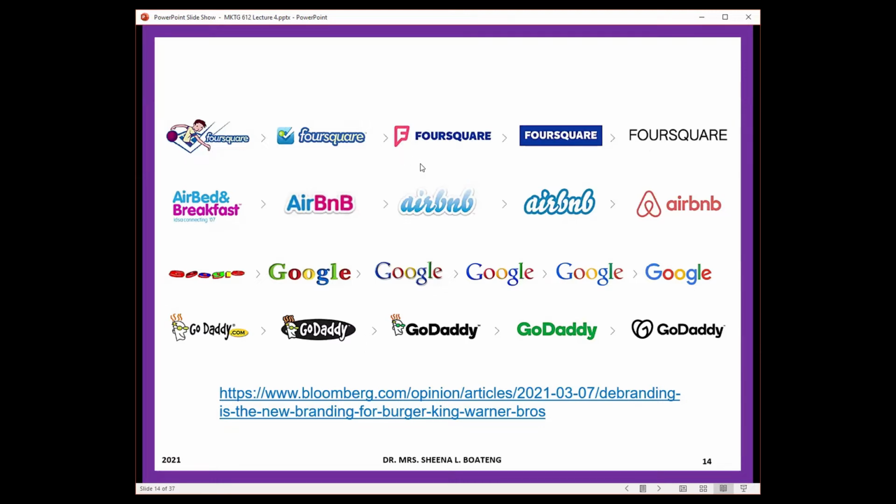For Foursquare, would you agree? Okay, Isaac also says he agrees. Mida, you also agree? Okay. What about Airbnb? Airbnb started out with the name Air Bed and Breakfast. Would you agree that their current logo is more professional? Yeah. What about Google?